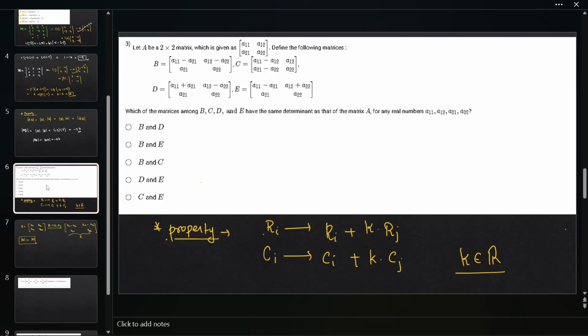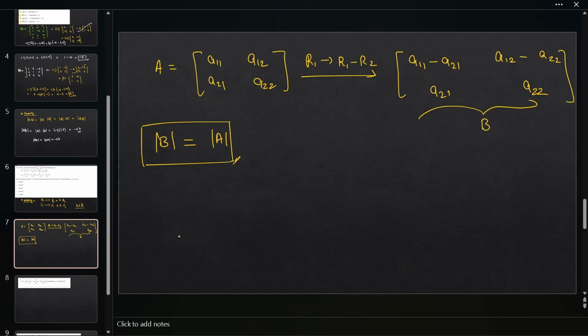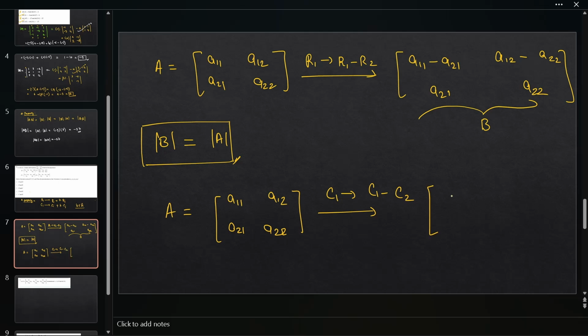Now, in the same matrix A, if I do a column operation, let's try to do it here. If I have my A equal to a11, a12, a21, a22, and I do an operation on column 1, that is column 1 minus column 2, what would happen here? It would become a11 minus a12 and a21 minus a22, with a12 and a22 remaining.